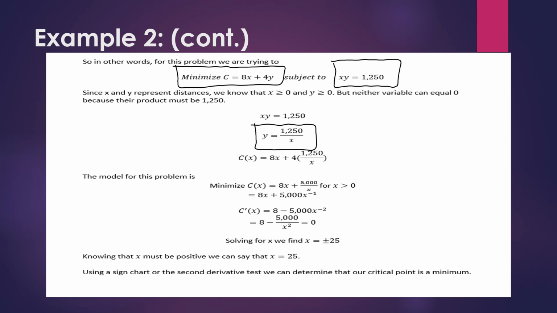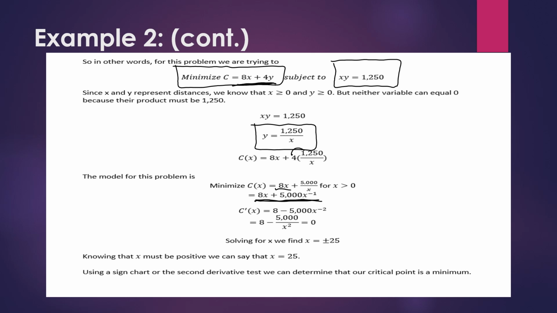So if I take that and plug it into my cost function, which was the 8x plus 4y, I get that the cost equals 8x plus 4 times 1,250 divided by x. And when I solve this problem, I can go ahead and distribute the 4. So I'm going to get that the cost is 8x plus 5,000 divided by x, and x has to be greater than 0. Because I have an x in the denominator, and I'm going to have to take a derivative, I'm bringing it up to the numerator and making it a negative exponent. If you want to keep it in the denominator, that's fine.